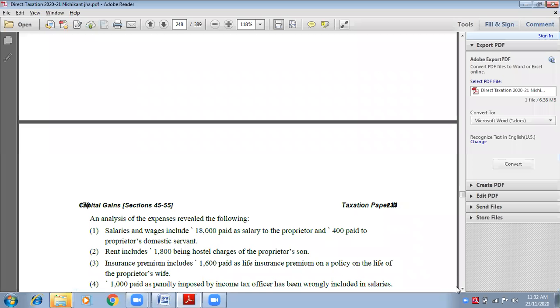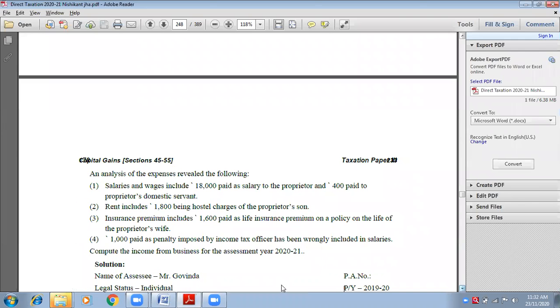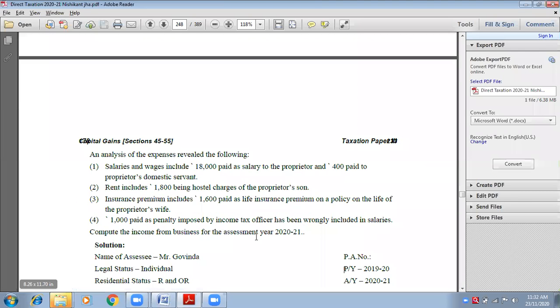We have already read the question. What he is saying is compute income from business for the assessment year 2021. So let us start. Write down SSC, Mr. Govinda.